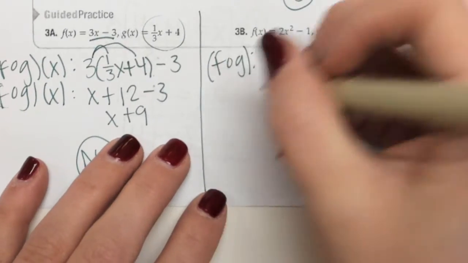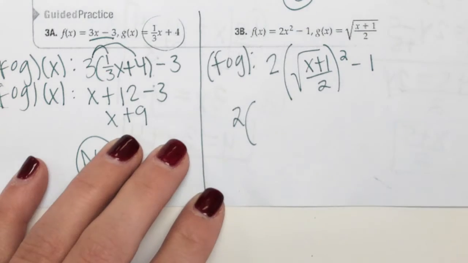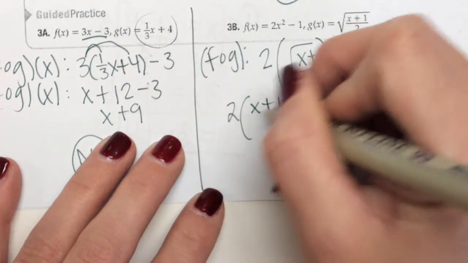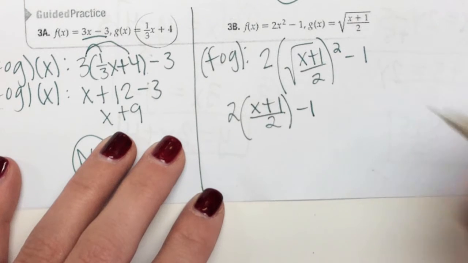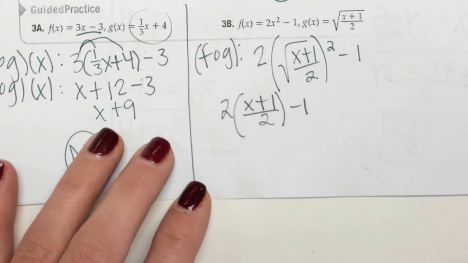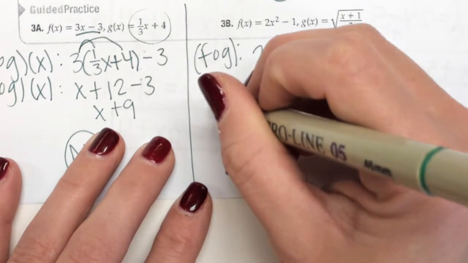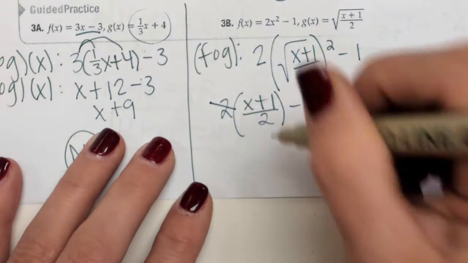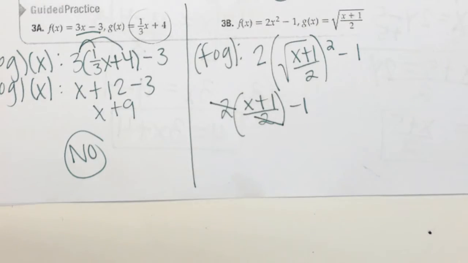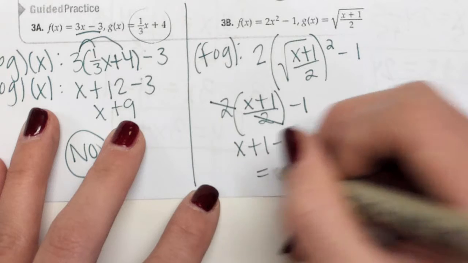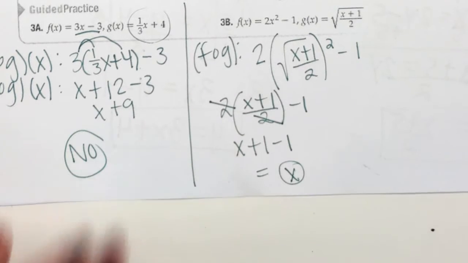Alright, so right here we'd have 2 times what? Go ahead. X plus 1 over 2 minus 1. What happens? 2's what? You could distribute, but they'd cancel either way. And you have x plus 1 minus 1, which is what? X. Very good. We can't stop here because that doesn't mean the other one's going to be x. You still have to check both of them.